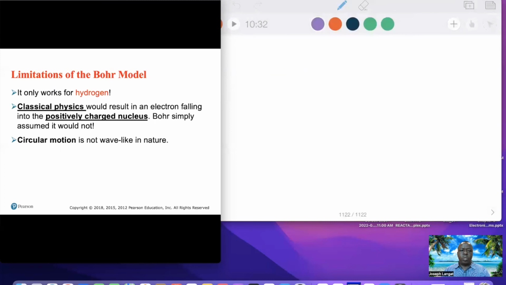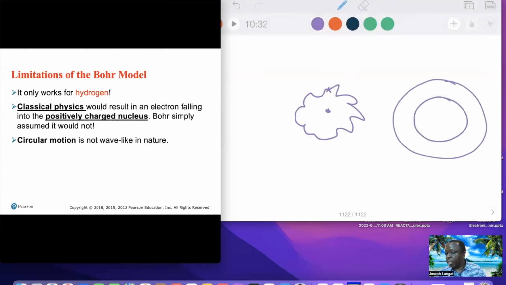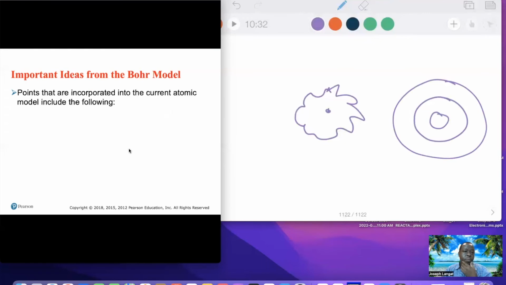Also, circular motion is not wave-like in nature. We looked earlier at how light behaves as a wave, but Bohr says that electrons move around the nucleus in a circle without explaining the wave. If this is the nucleus, we expect the electrons to be moving around the nucleus like a wave, but with him it is circular like that. He didn't explain the wave nature.